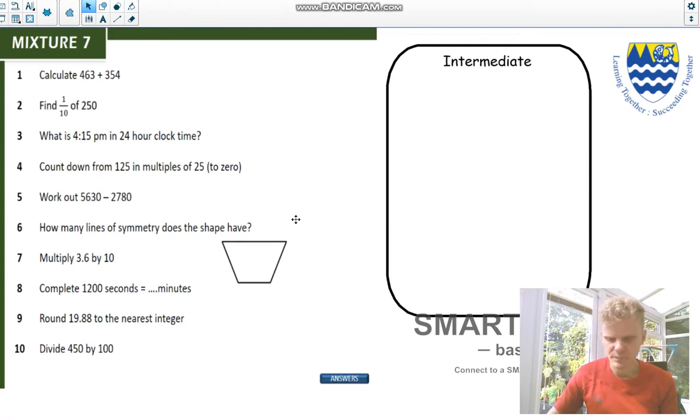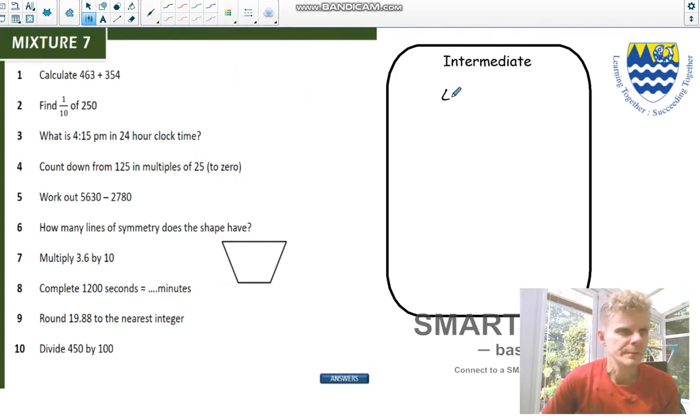So for question 1, nice addition just to warm ourselves up here. So we've got 463 add 354. The only things to watch out for here is, have I got everything in the right column, units, tens and hundreds? Am I going to carry correctly? So let's get going then. 3 add 4 is 7, 6 add 5 is 11, let's carry that 10 over, and then 4 add 3 is 7, and one more to get us our 817.